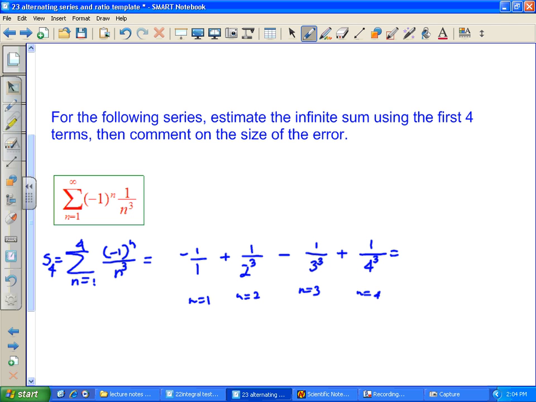Okay, let's go ahead and add these terms and see what we're getting. It says estimate the infinite sum using the first 4 terms. Okay, did anybody get negative 0.896? Yeah. Okay.